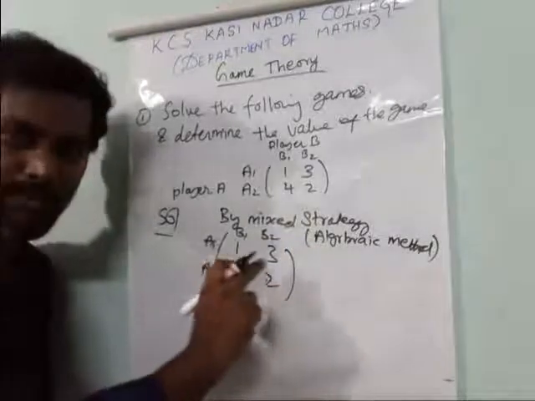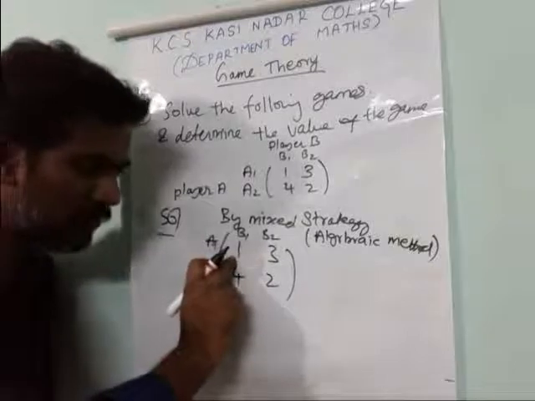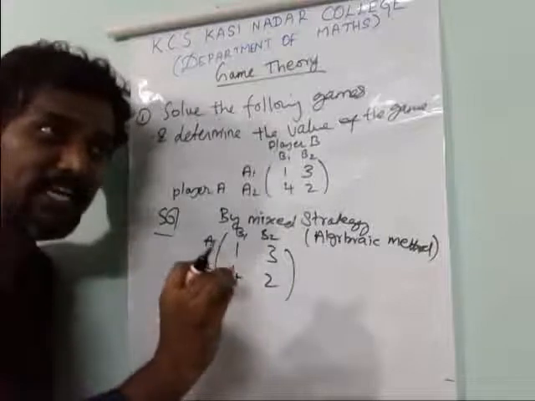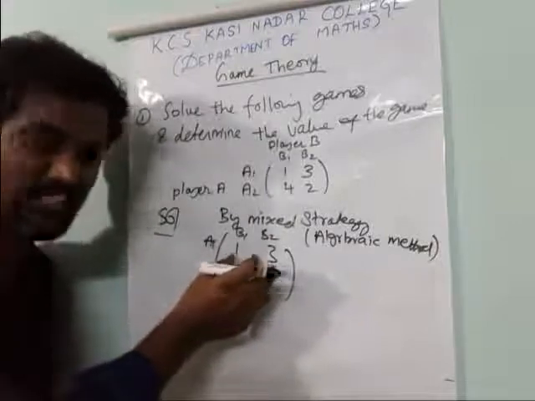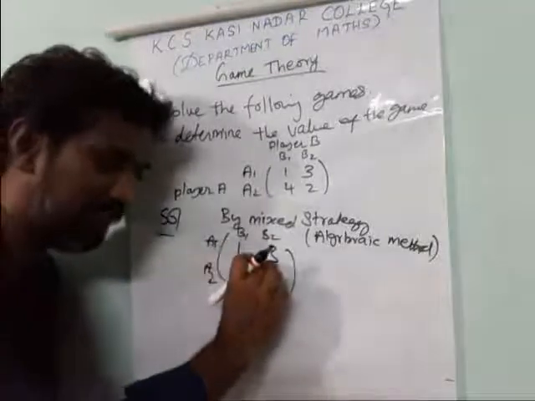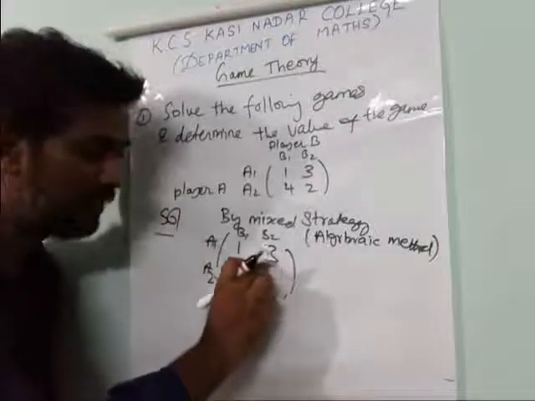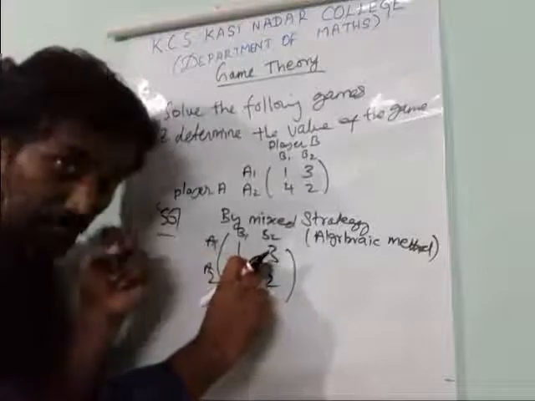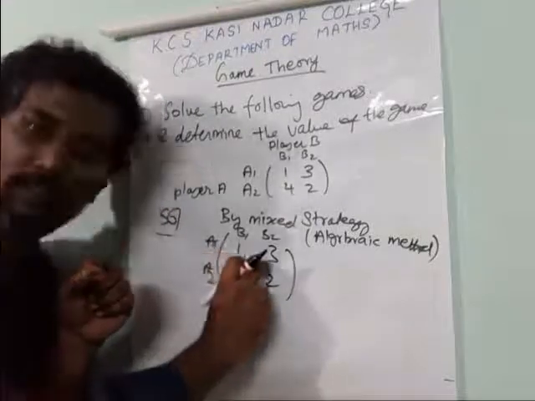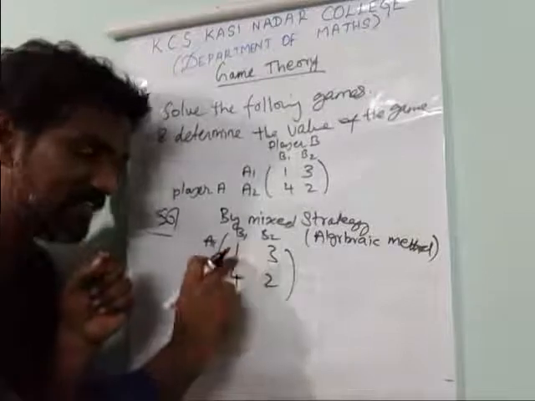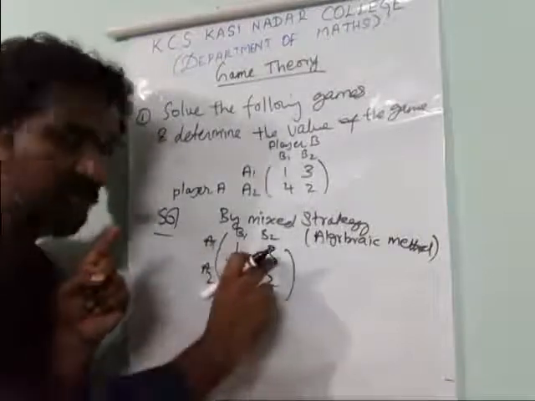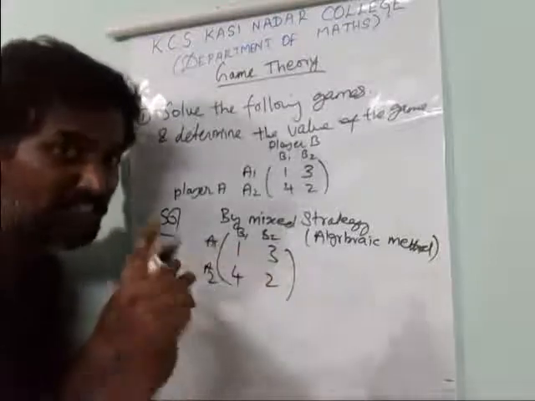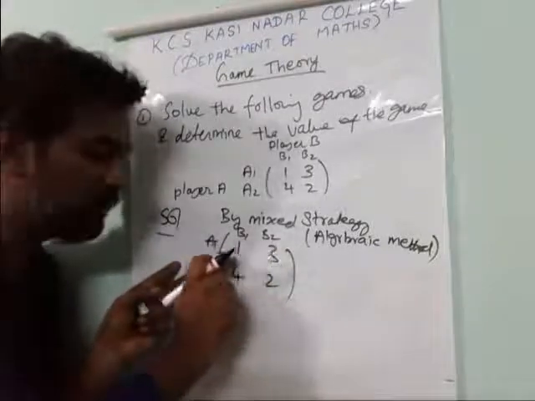In the algebraic method, row wise you subtract. Row wise, what are the numbers here? 1 and 3. Both numbers have the same sign. If same sign, just find the difference, subtract. Same sign means subtract, different sign means add. Remember this. Both are plus. If it is different signs, you add the numbers. These two numbers have the same sign, so subtract. 1 minus 3, what is the value?